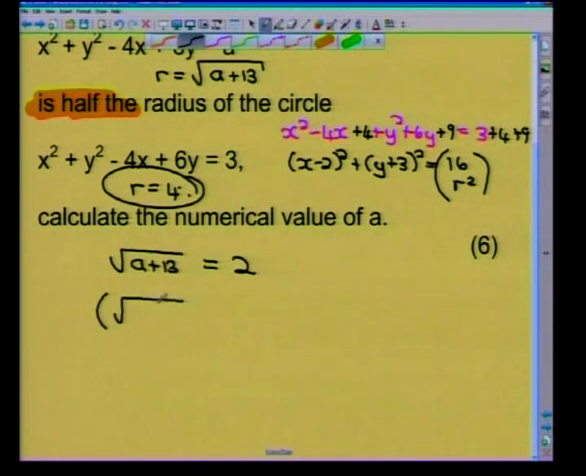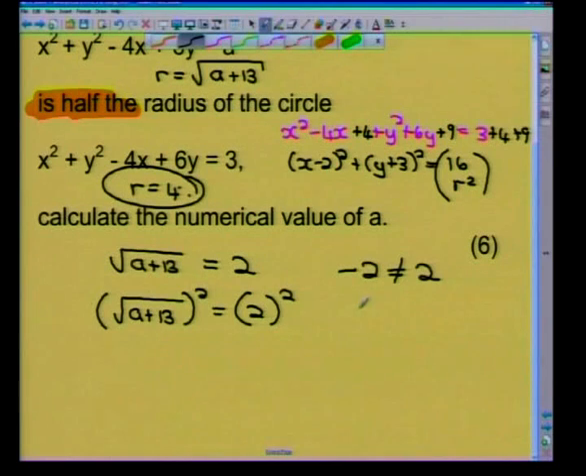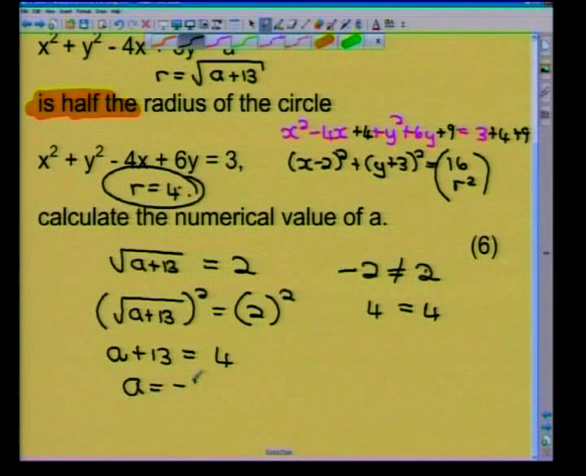Now remember, if we square both sides of an equation, or anything of this format, there's always a possibility that we get an error. For example, we know that minus 2 is not equal to 2. But if I square this side and I square this side, it's now true. So you can see we have to take this into account. But let's carry on here first of all. So this is going to be A plus 13 equals 4. And so A is equal to minus 9.